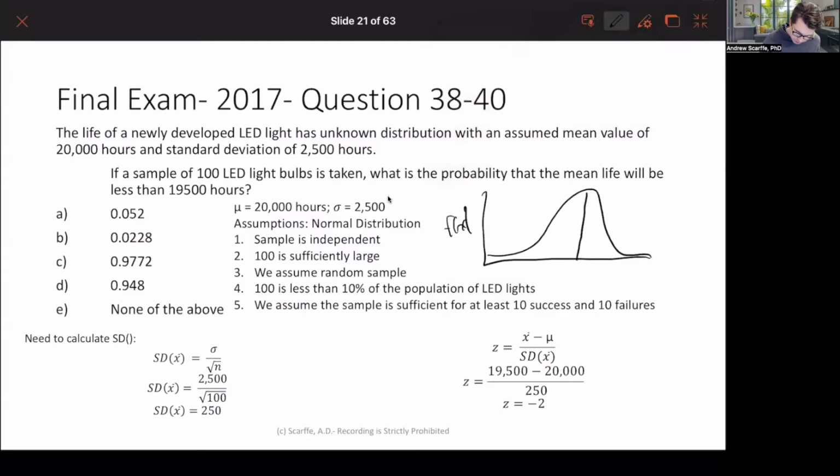In this case, we're told that the population mean is 20,000 hours, and we have a sample mean of 19,500 hours. And we're asking, what is the probability that it's less than this? So we calculate the standard deviation of the mean of X bar, or the mean of our sample. This is just equal to the standard deviation of our population divided by the square root of n. Just like we've done before in other questions, we get a z-score of -2.